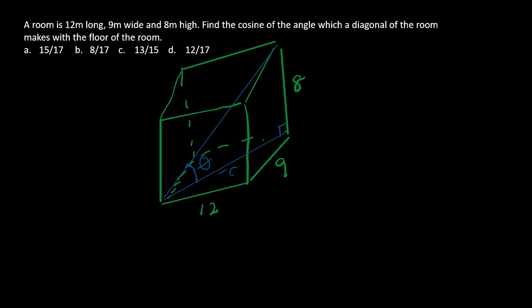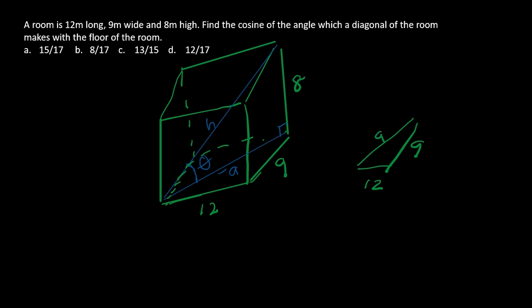We know cosine is what? Adjacent over hypotenuse. This is my adjacent, and this is my hypotenuse. I don't know what my hypotenuse is, and I don't know what my adjacent is. But I can find my adjacent by using Pythagoras theorem. You can see that we have a smaller triangle here. If you pick this one out, that's on the base, the floor, you have something that looks like this. So this is 9 and this is 12. So we can find our adjacent like this.